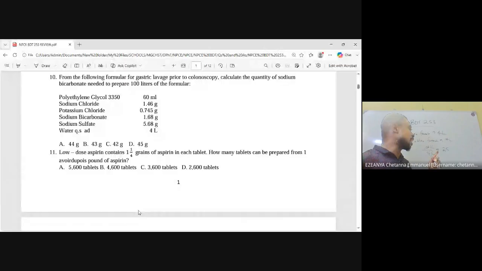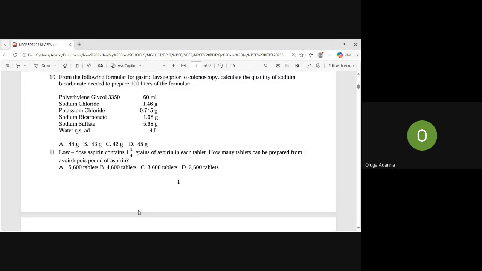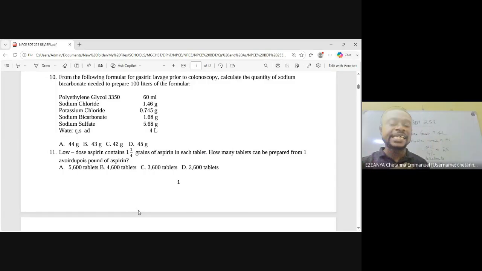So if you want to calculate the amount of sodium bicarbonate needed to produce 100 liters, it is simply the amount needed to produce this 4 liters, which is 1.68 gram, times the enlargement factor, which is 25. What's the answer? 42. So the answer is C. Very simple question.